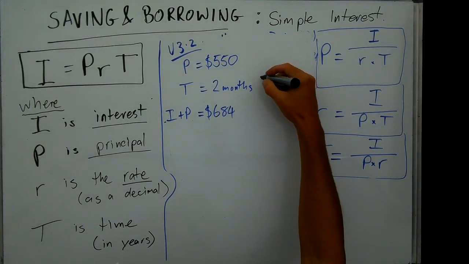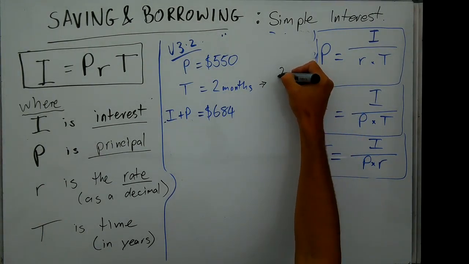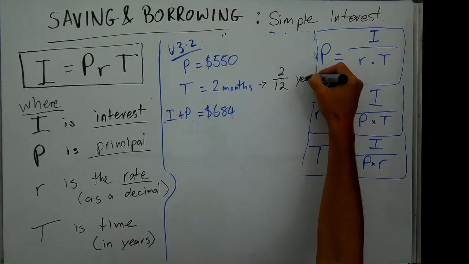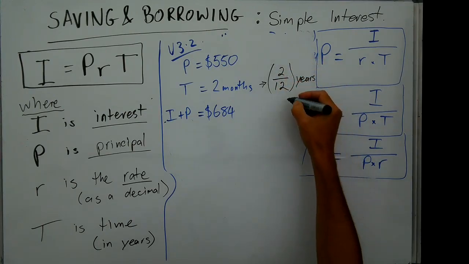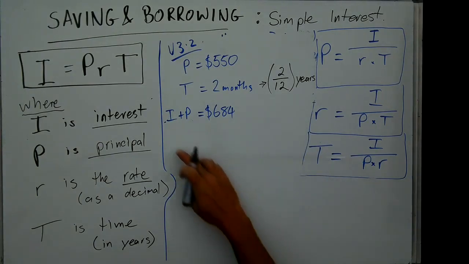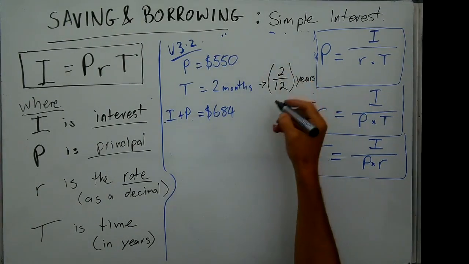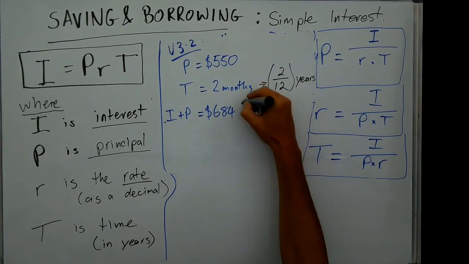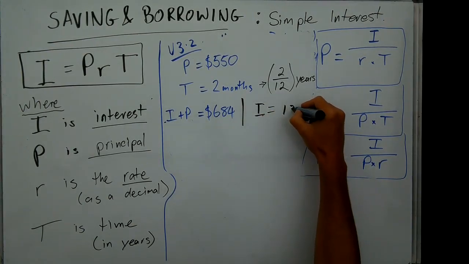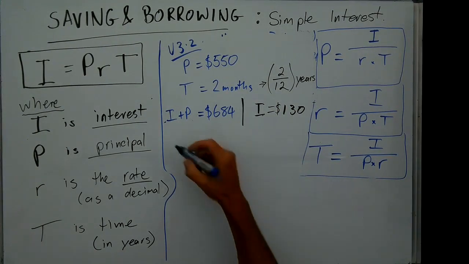Okay, so 2 months as years. There are 12 months in a year, so we've got 2 out of 12 years. So that's just a fraction, 1/6. Doesn't really matter for the time being. And the interest plus the principal is this. So if we take the principal away, interest equals $130.